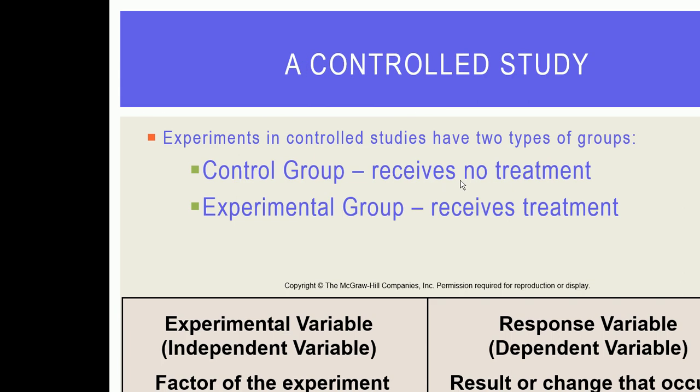The experiments which involve controls are called controlled studies. In controlled studies, there are two groups. There is a control group and there is an experimental group. The control group is that group which does not receive any treatment, and the experimental group is that group which receives the treatment. And there are two more definitions which you need to know.